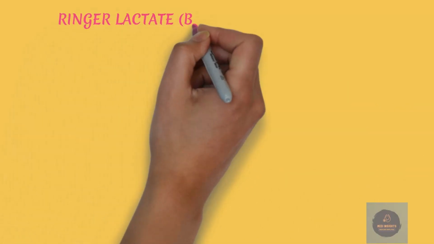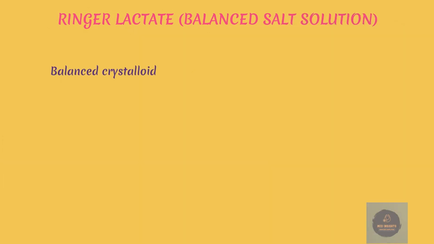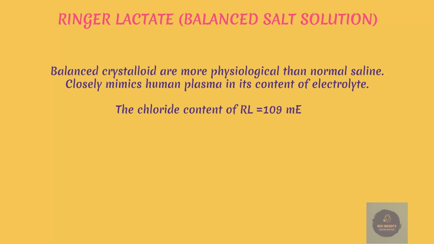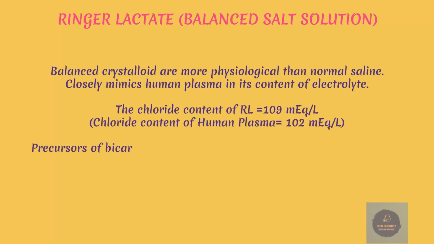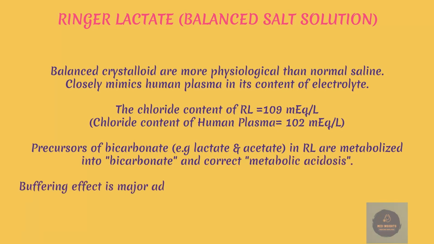Ringer lactate, balanced salt solution. Balanced crystalloids are more physiological than normal saline. Closely mimics human plasma in its content of electrolyte. The chloride content of RL is 109 milliequivalents per liter. Precursors of bicarbonate such as lactate and acetate in RL are metabolized into bicarbonate and correct metabolic acidosis. Buffering effect is major advantage of Ringer lactate over normal saline.